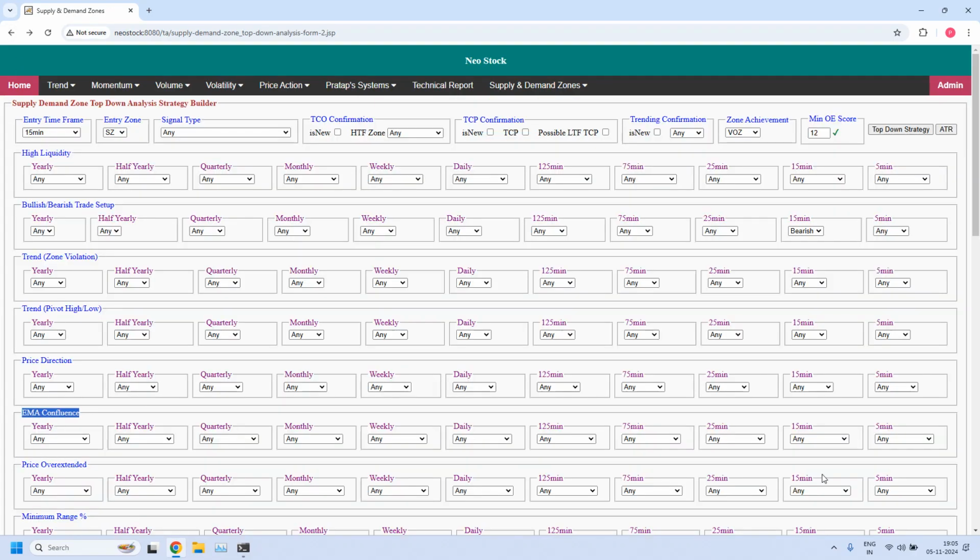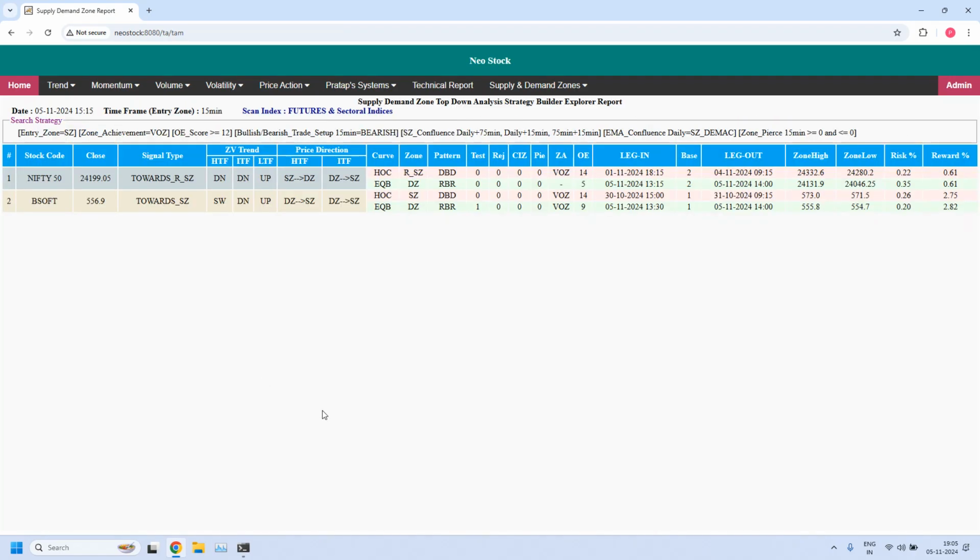So in the EMA confluence, at a daily time frame. Why daily? Because the 15 and 75 minute zones are together part of the daily. That's why daily supply zone with daily EMA confluence. We got 2 stocks. The second one is sideways, ignore it. It does not give any extra advantage. Already it is having advantage, LTF, ITF, HTF confluence. And the NIFTY 50 is having more advantage because the trend is also a downtrend. And moreover, it is also a high liquidity zone.